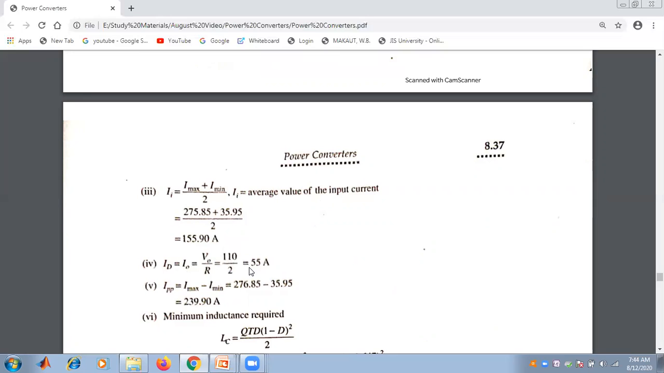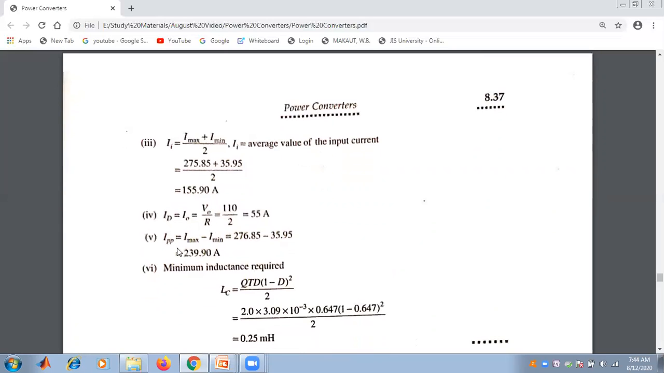Now the peak to peak ripple in the input current, that is the difference between the maximum and the minimum value of the current. Putting those values, we get the peak to peak ripple value as 239.90 ampere.